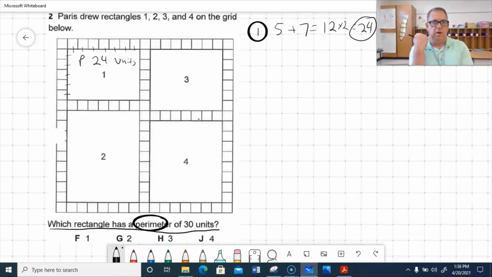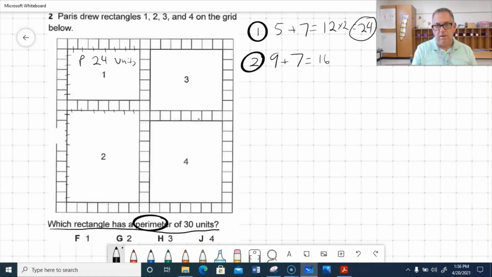So what is the perimeter of rectangle 2? Okay, we'll check that and see. We'll count the length real quick. That's 1, 2, 3, 4, 5, 6, 7, 8, 9. So 9 by 1, 2, 3, 4, 5, 6, 7. So if we add 9 plus 7, that equals 16. And then 16 times 2 equals 32. So the perimeter of rectangle 2 is 32 units.